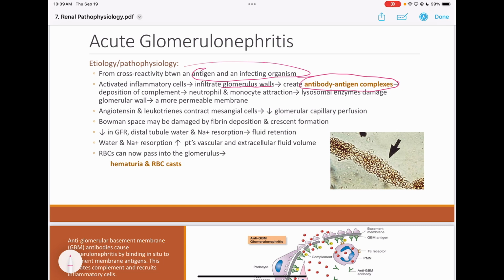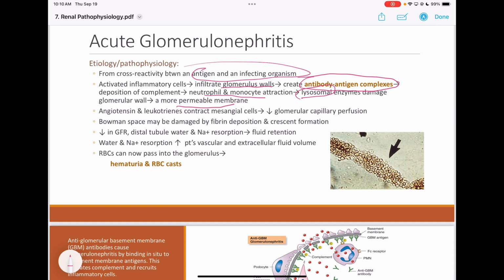When that happens, neutrophil monocytes get attracted to the area. Lysosomal enzymes, remember all those lysosomes, they break up stuff. Start breaking up the glomerular walls, that basement membrane, and the end result is a more permeable membrane, but we don't want that to happen because we're losing protein and red blood cells that we don't want to lose. They shouldn't be in the urine.